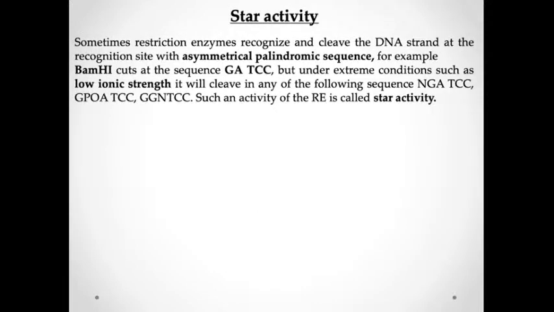There's a thing called star activity, which you might not be aware of, in the field of restriction enzymes. Sometimes restriction enzymes recognize and cleave the DNA strands at sites other than the recognition sites, with asymmetrical sequences. For example, BamHI cuts at the sequence GGATCC, but under extreme conditions, such as low ionic strength, it cuts at NGATCC, GPOTCC, GGN. This is a very unusual cutting of your DNA, and it is called star activity.